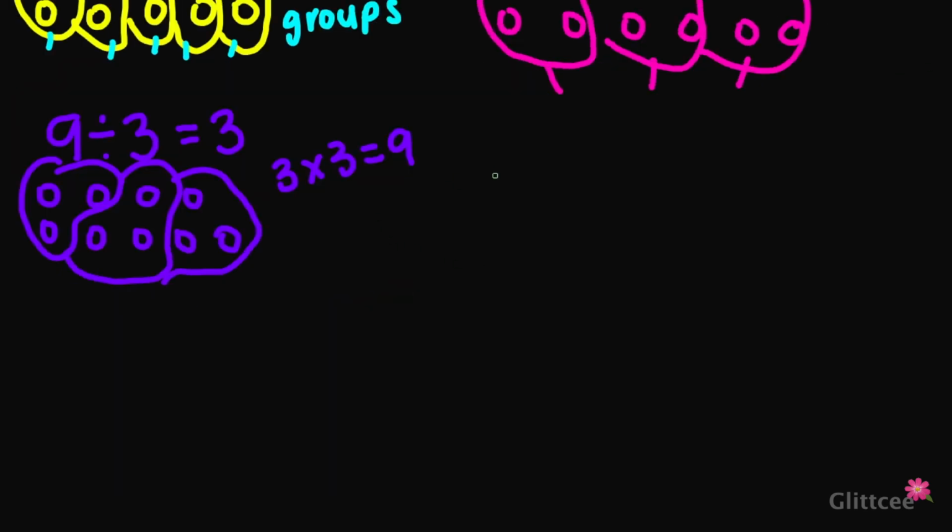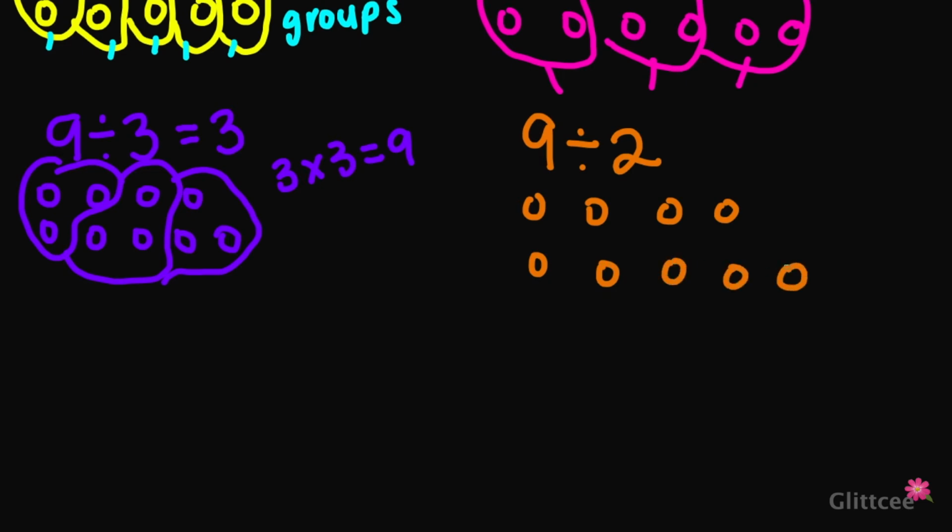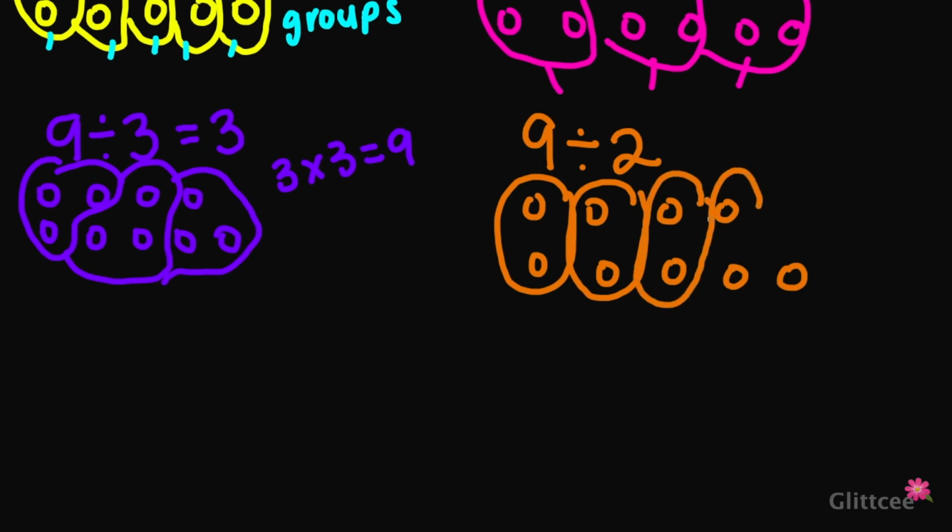What if I did 9 divided by 2? Okay, I'm going to do the same 9 marbles. 1, 2, 3, 4, 5, 6, 7, 8, 9. 9 marbles. I'm going to separate these 9 marbles into groups of 2s. 9 divided by 2. This is a group, that's 1. This is a group. This is a group. And this is a group.